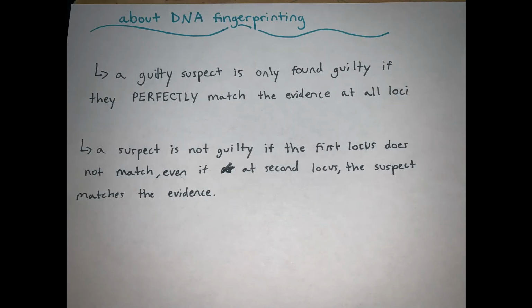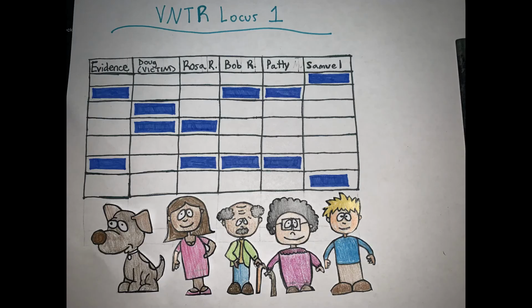Before we conduct 2 different VNTR loci, I'm going to tell you a little information about DNA fingerprinting. A suspect is only found guilty if they perfectly match the evidence at all loci. A suspect is not guilty if the first locus does not match, even if at the second locus the suspect matches the evidence. With this information, let's look at our first amplified loci.